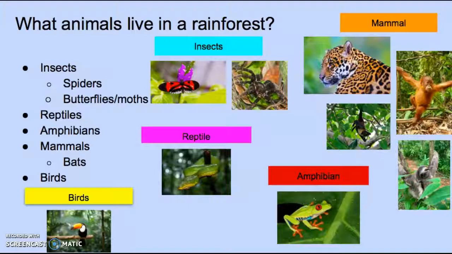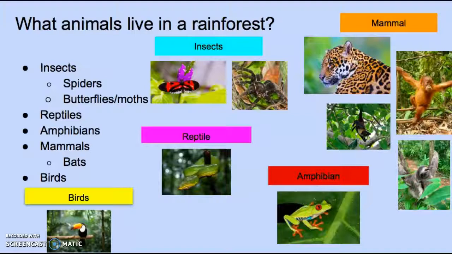Rainforests have many reptiles, amphibians, and mammals that live in them. Some reptiles that live in the rainforest are snakes, turtles, and lizards, which are shown in the purple section. There are many different frogs that live in a rainforest which are amphibians and is shown in the red section. There are also mammals like tigers, cheetahs, sloths, monkeys, elephants, bats, and deer, which are shown in the orange section. Lastly, in the yellow section, there are many birds that live here as well, like toucans, owls, and parrots.